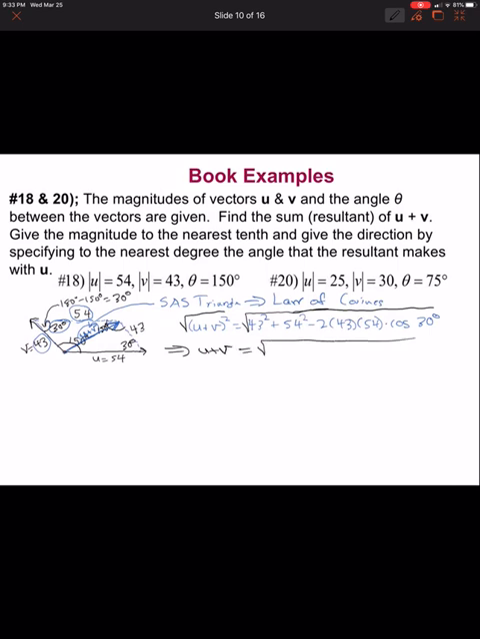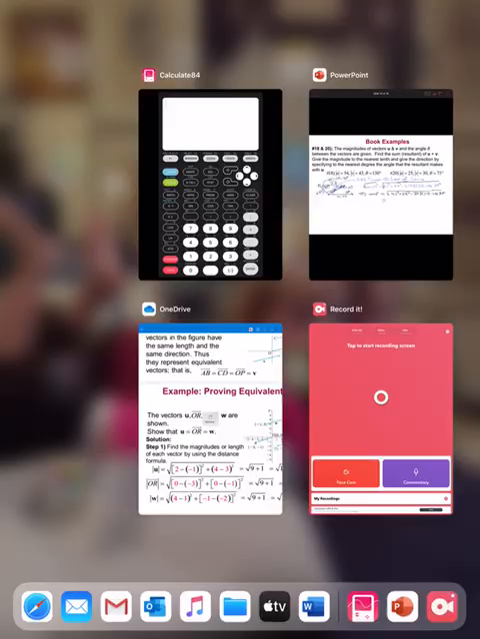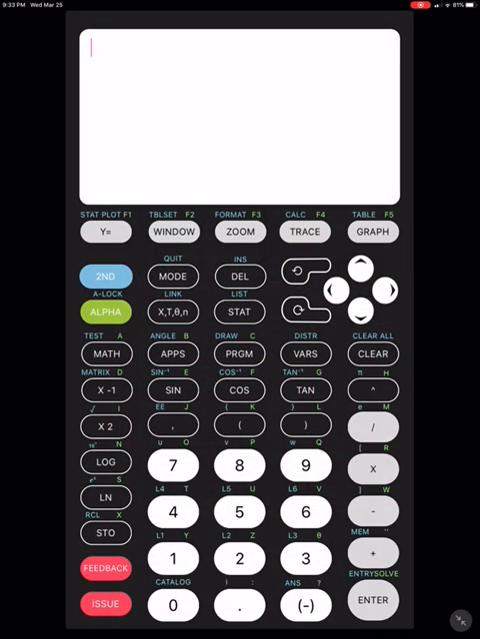The square root of 43 squared plus 54 squared minus 2 times 43 times 54 times the cosine of 30 degrees. Remember, they want us to round to the nearest tenth. So let's put this in our calculator. Let's do it together. Let's pull up our TI. On our TI calculator, let's go ahead and type this in here. So here's our square root.